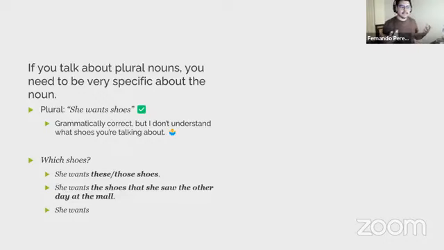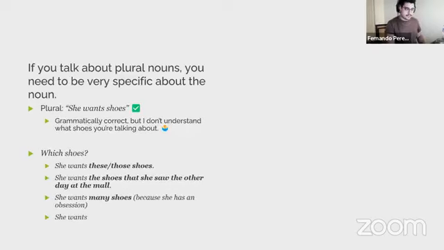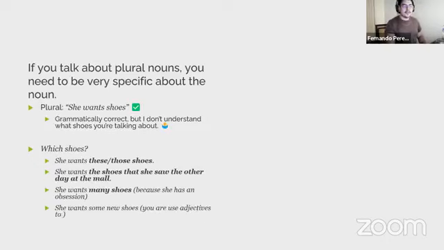Quantifier, like Benji said. Teacher, is some or many necessary? Well, it depends. If you are speaking about, I don't know, Andrea's obsession with shoes, and she wants many shoes because she has an obsession. Right? And if you say, okay, she wants some shoes, some new shoes, you are using adjectives to be specific about the shoes that she wants.